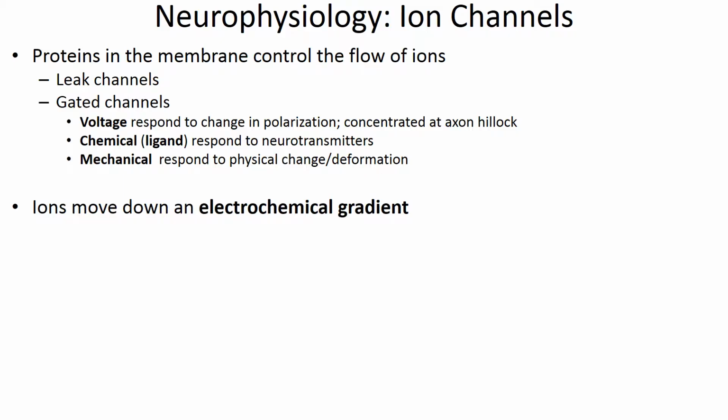Voltage-gated ion channels open in response to changes in the membrane potential. These are important in the generation and propagation of an action potential and are located only on the axon. Mechanically gated ion channels open in response to some physical deformation of the membrane surface caused by exposure to touch, pressure, or vibration. And remember, ions are moving down an electrical chemical gradient.